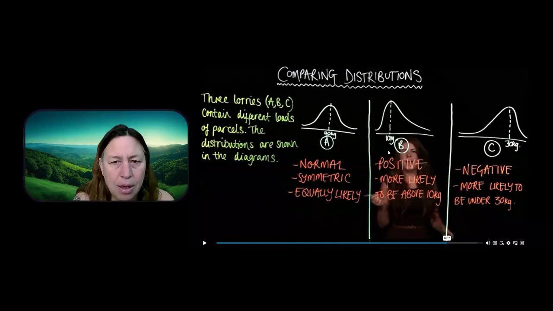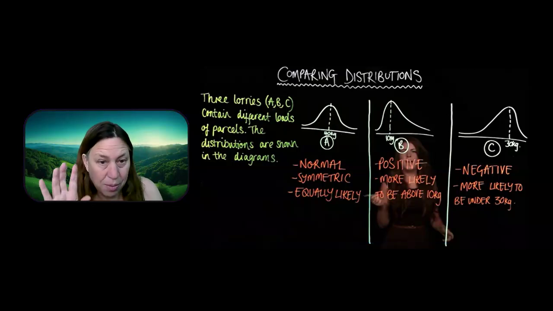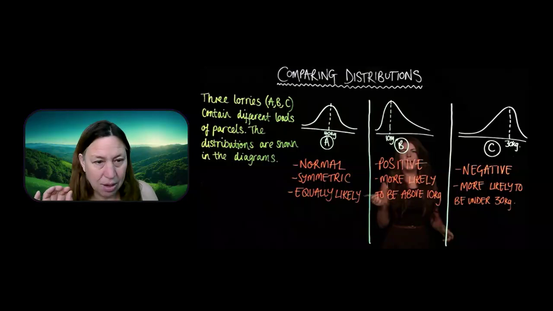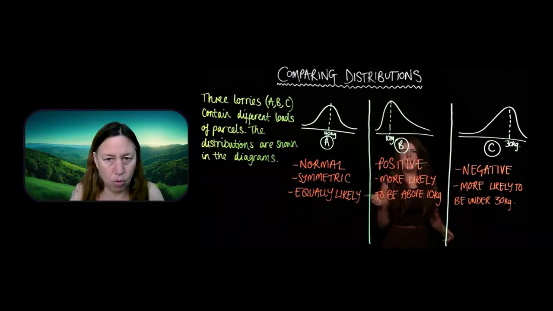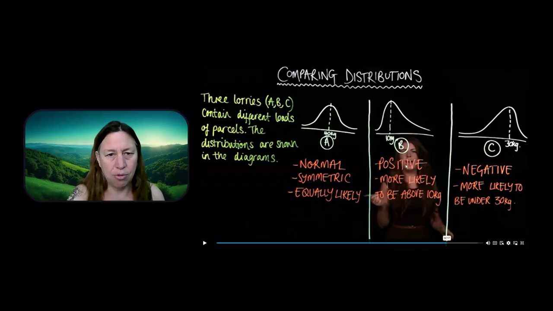Okay? Now, say your coin had been specially made by a gambler who specialized in gambling on coin tosses. And this gambler wants to win when people throw a head. They're going to bend that coin so it doesn't always land on a tail somehow. This is a positive skew. It's more likely to be above 10 kilograms, more likely to be above the average.